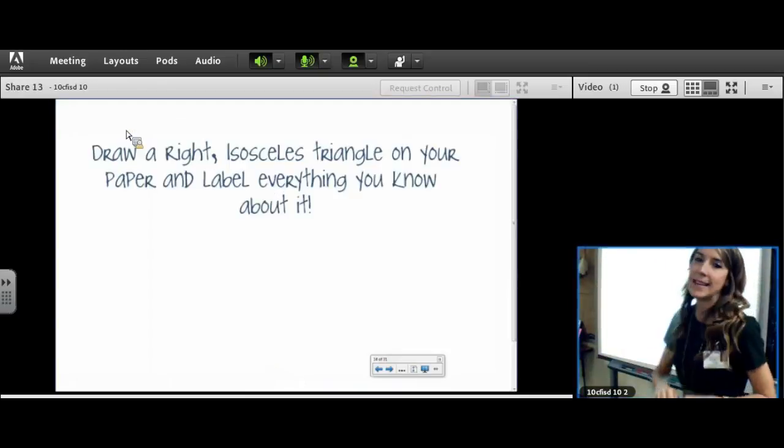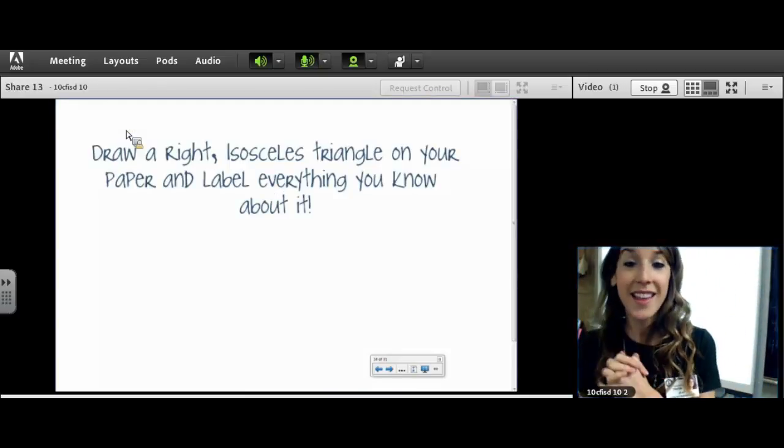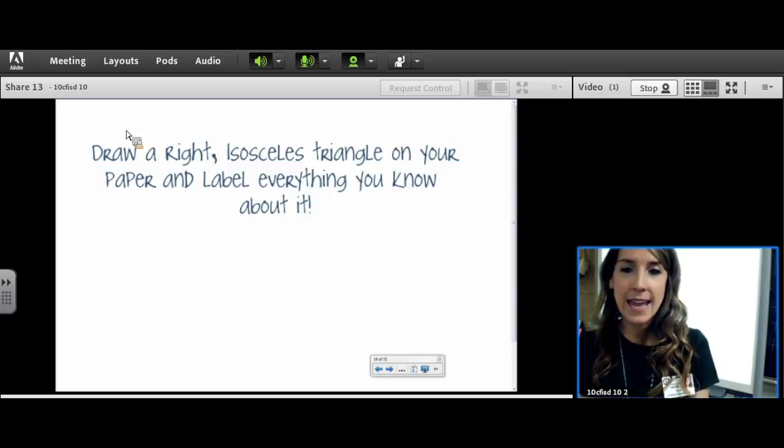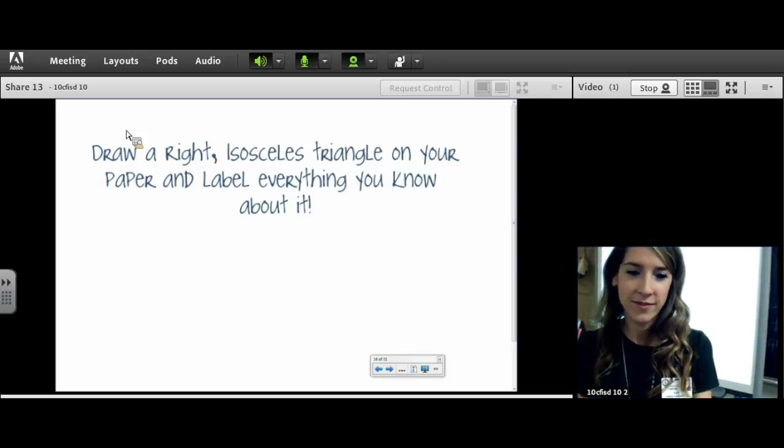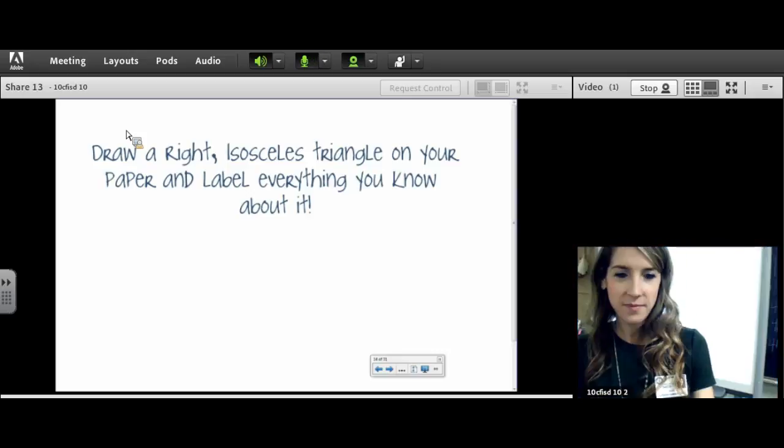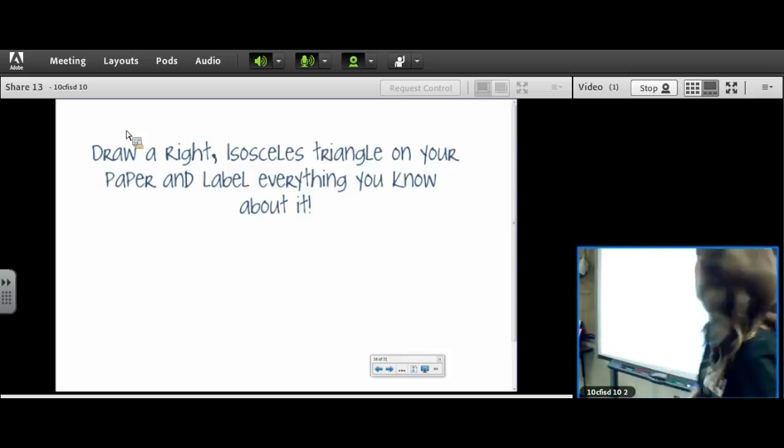Isosceles. So our right isosceles triangle, and label everything you know about it. Today is about right isosceles triangles. They are the star of the show. Sometimes we call them rhisosceles triangles, like a rhinoceros, because it's like shoving the two words together. That's what you can title your notes, rhisosceles triangles. Spelling is questionable. Hopefully your picture looks something like this.